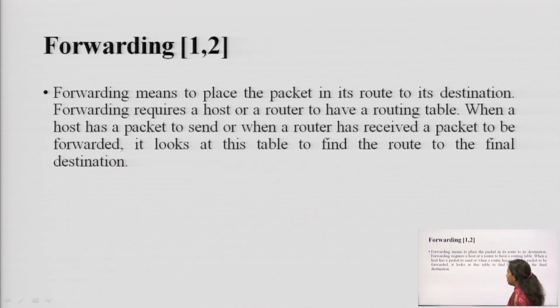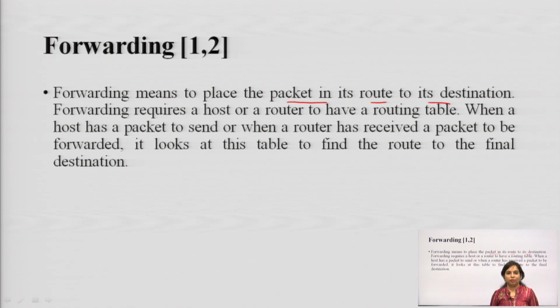So, next we will consider what is forwarding. Forwarding means to place the packet in its route to its destination. Forwarding requires a host or a router to have a routing table. So, basically from here onwards we are going to discuss intermediate nodes like a router. A router is a kind of connecting device that maintains a routing table which consists of source address, destination address and other additional information.